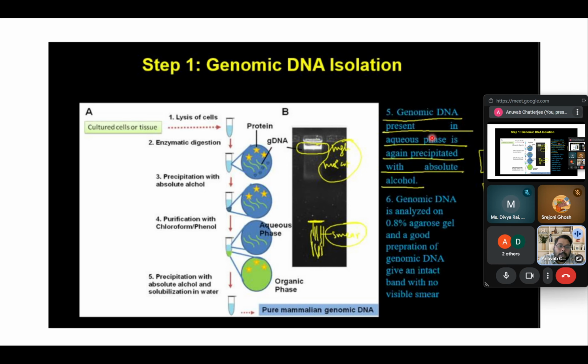So genomic DNA present in the aqueous phase is again precipitated using absolute alcohol. So you precipitate the DNA again, and only very small amounts of salts should be precipitated with the DNA, because most of anything else that is polar in the cell, such as proteins, has already been taken care of in the previous step. And next, what you do is that you run it on an agarose gel.